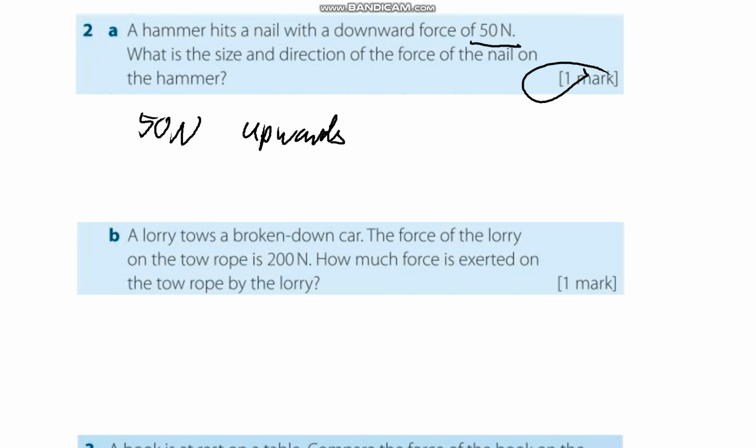And then for B, a lorry tows a broken down car. The force of the lorry on the tow rope is 200 newtons. How much force is exerted on the tow rope by the lorry? Okay, so again it's going to be equal and opposite, and it's not asking you for the direction, it's just saying how much. So we only need to say the magnitude of that force, which is 200 newtons, in order to get that mark. Just one mark for that question.